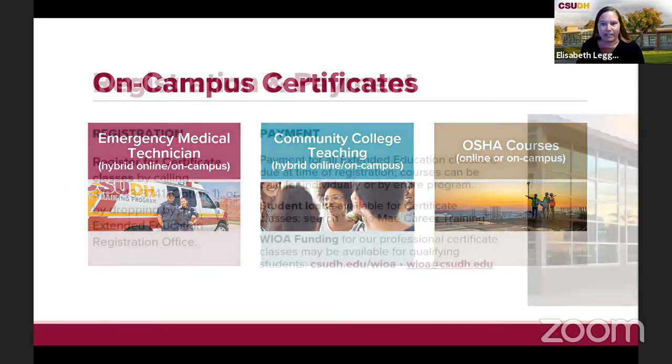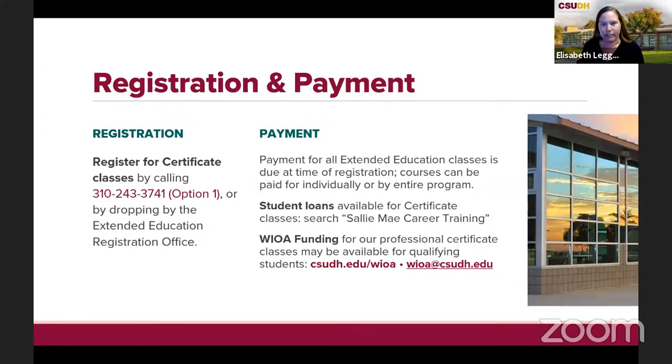To register for certificate classes, please call the Extended Education Registration Office at 310-243-3741, option 1. Payment is due at the time of registration. While there are not financial aid or payment plans available, you can pay for courses individually or register for an entire program. Professional student loans are available through Sallie Mae under the career loan category. Unemployed and underemployed individuals may be eligible for funding under the Workforce Innovation and Opportunity Act. For more information, please email our WIOA specialist at wioa@csudh.edu.